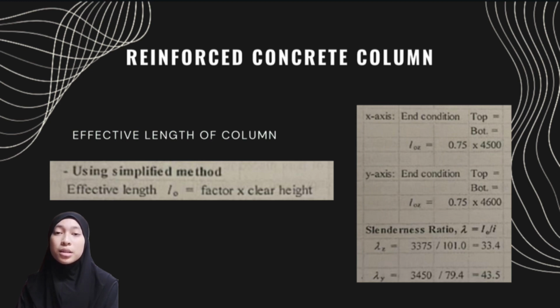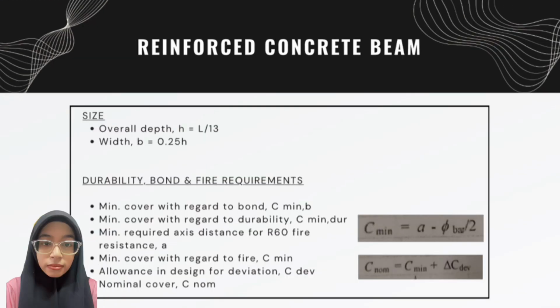Hello, my name is Amalina and I will explain the reinforced concrete design for beam. First and foremost, determine the overall depth using the formula h equals to L over 13. You can choose any number from 8 to 13. Then, width b equals to 25 times h.